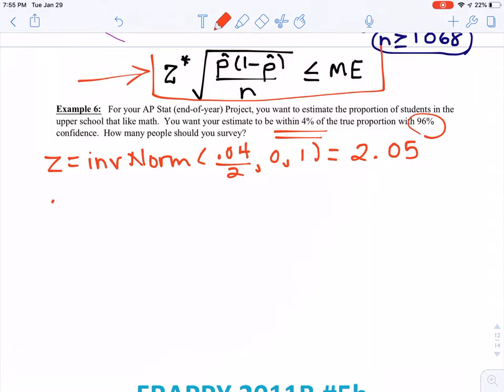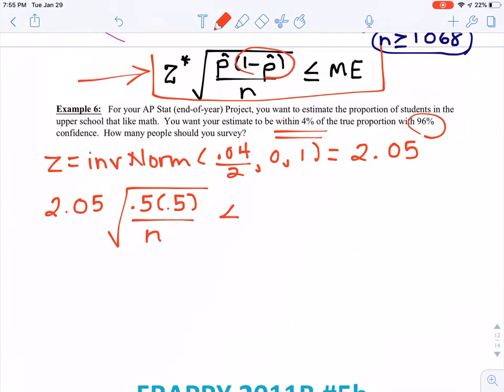Okay, so I'm looking back up here at the top. I'm going to plug 2.05 in for the z-score. I'm choosing 0.5 for p-hat, which in turn makes 1 minus p-hat 0.5 as well. The goal is to solve for n. I want to get what my sample size should be. And I want the margin of error to be within 4%. So it needs to be less than or equal to 0.04. Okay, and again, the rest of this process is identical. Numbers are just different from the previous example we did.